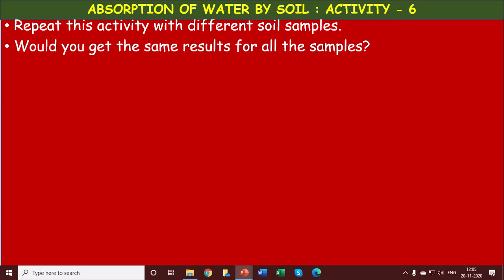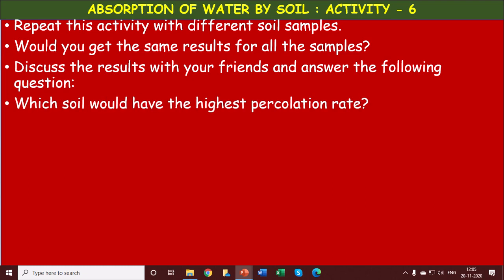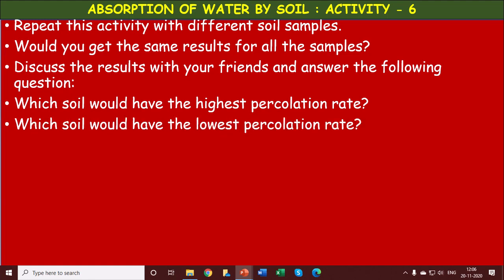Would you get the same result for all the samples? After doing, you will know, no. You will get different results. So discuss the results with your friends and answer the following questions. Which soil would have the highest percolation rate? Which soil would have the lowest percolation rate?